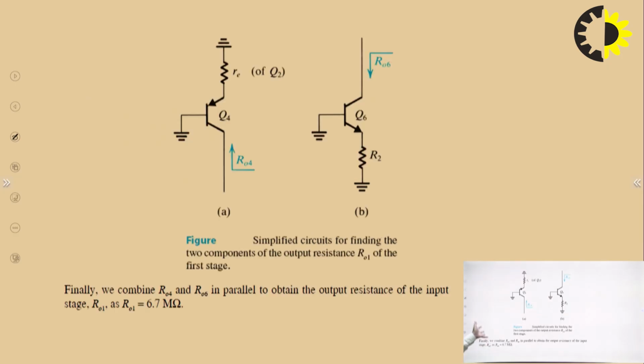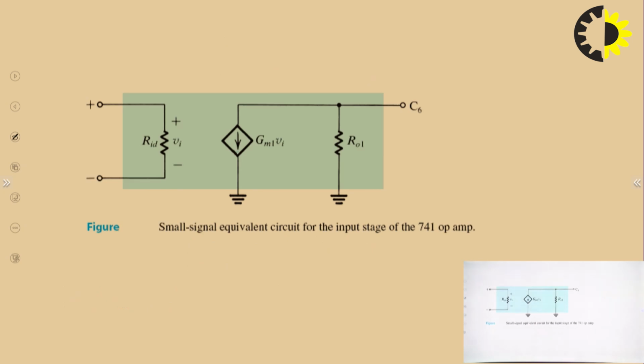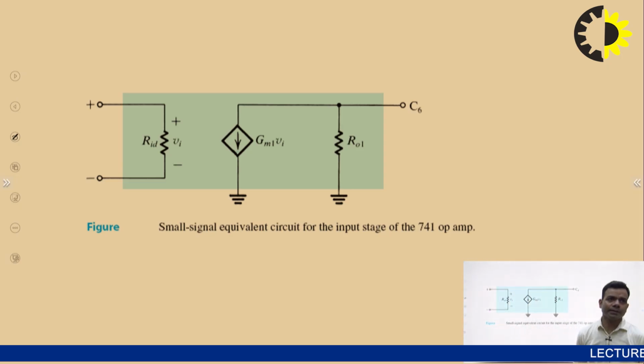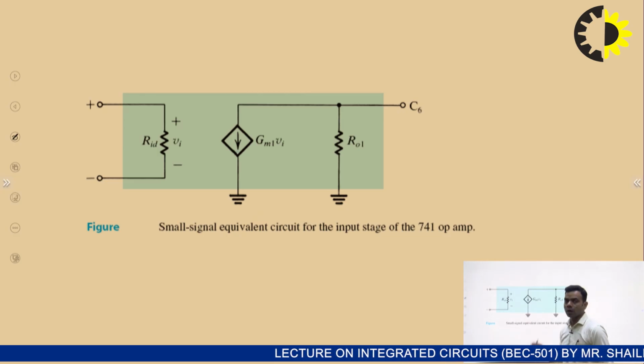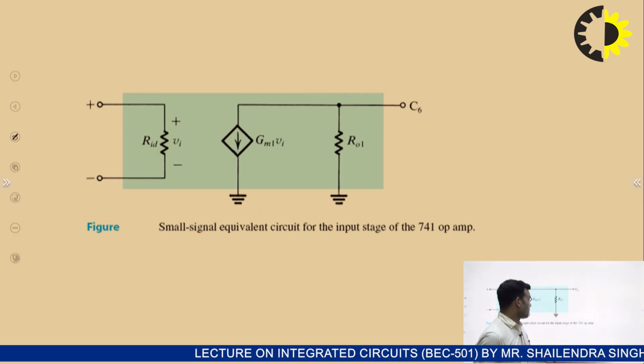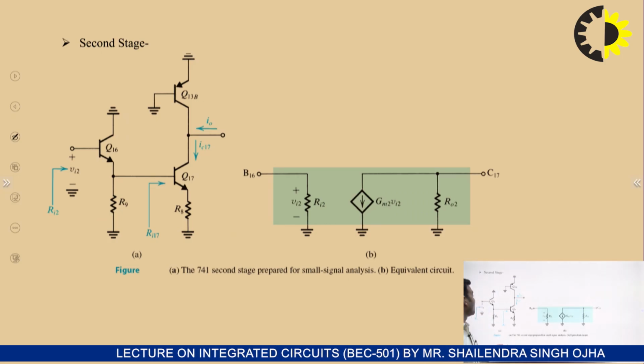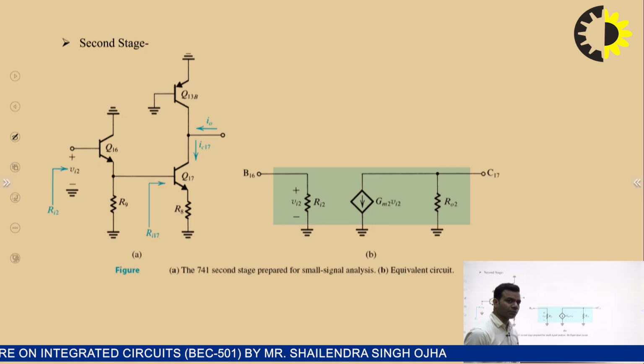So now we can do its modeling, and it can be modeled as this. This is the model of the amplifier. So this is Ri, the differential input resistance, Gm1 Vi, Ro1, and this is the output. Now let us go to the analysis of the second stage.